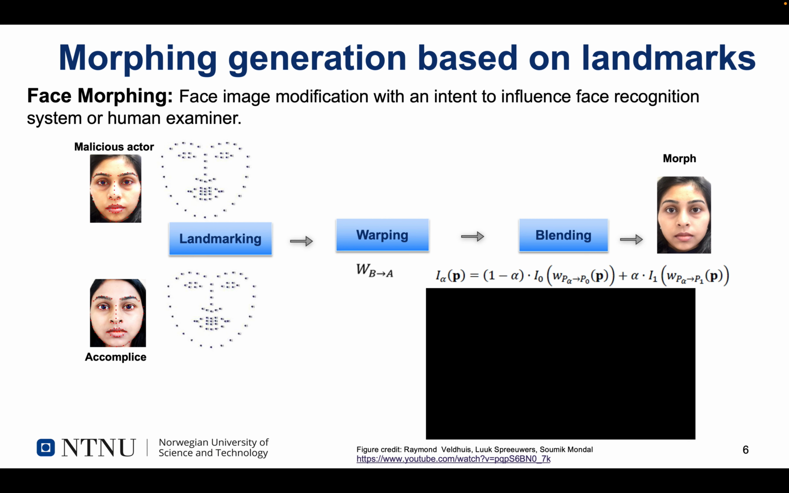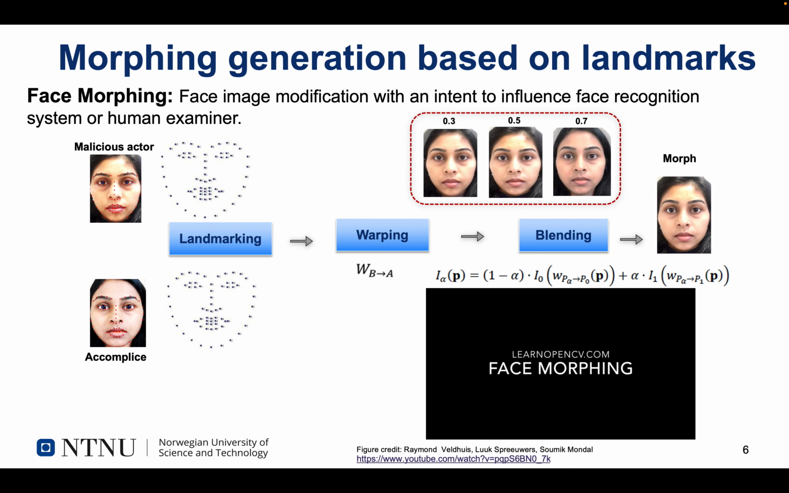So the example of face morphing is as shown in the figure. We notice in this particular slide two data subjects, one is the malicious actor and the other one is an accomplice. The first step of performing the face morphing is landmarking. Once we have the landmarks, we construct a triangle for each of these landmarks, and then we perform the warping operation, and from the warping operation we blend them using different morphing factors. Depending on the different morphing factors, we get the face morph with different weights.